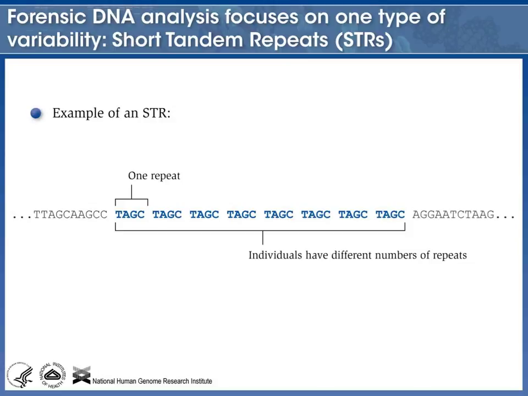But if we pick a bunch of these different regions across the genome, the chances that an individual will have the same number of repeats at a whole bunch of these different sites as another person becomes exceedingly unlikely. Gesundheit. Okay.